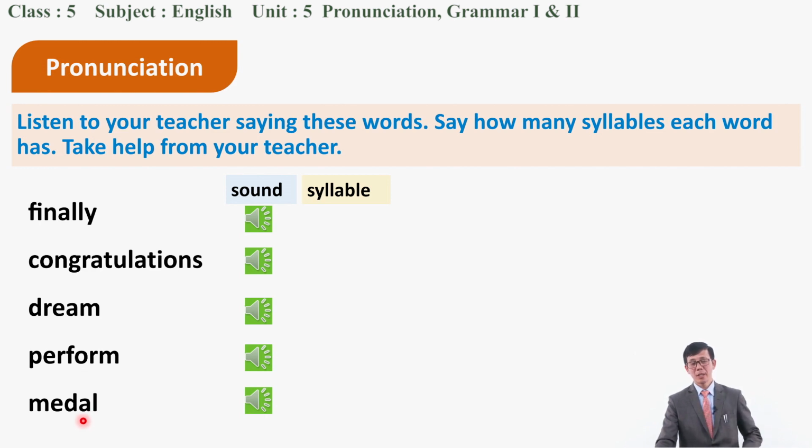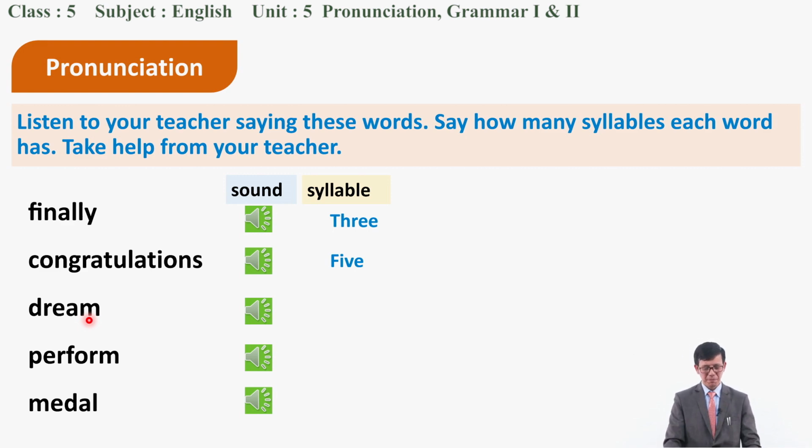Now, please listen to me and tell me how many syllables there are. Finally, how many syllables? Very good. While I'm pronouncing the word, listen carefully. Finally. You can see there are three syllables. Now, let us listen to another word you have heard. Congratulations. How many syllables are there? Yes, very good. Congratulations. There are five syllables.